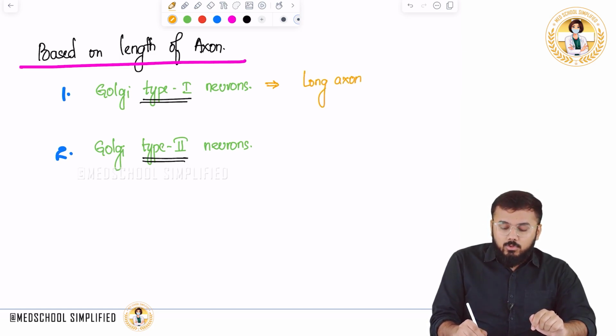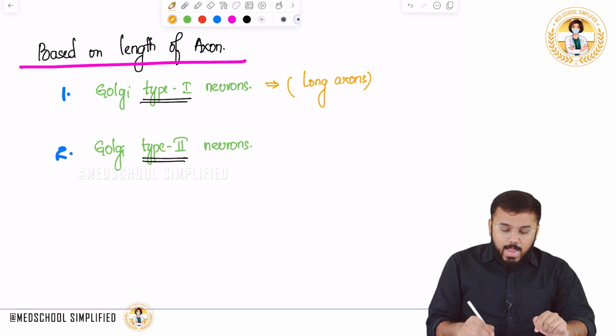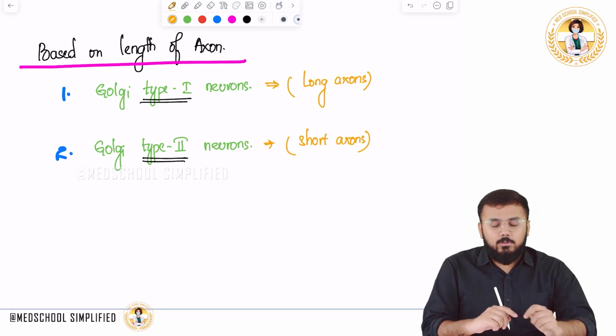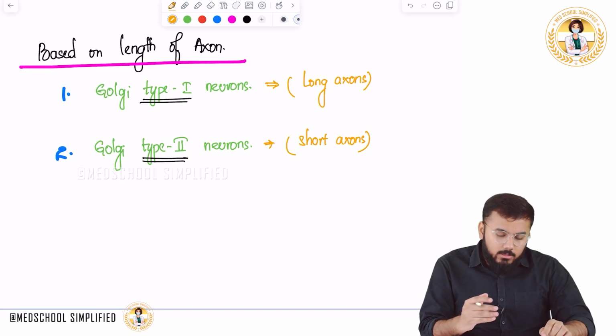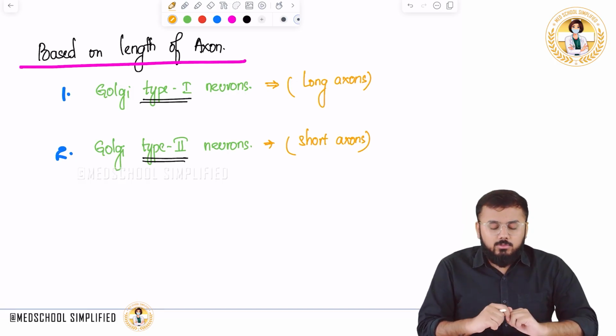So these axons are very, very long. And the Golgi type 2, obviously the opposite, would have short axons. So these are having what axons? These are having short axons. So one group has the long axons, the other group has the short axons.